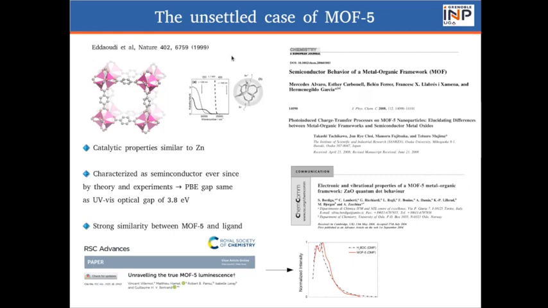This MOF is called MOF-5, and is one of the first MOFs synthesized, and is the most studied MOF in the literature. What is curious is that although it is very much studied, there is still a controversy on this issue. In fact, some experiments have found that this material is a semiconductor and that it has catalytic properties like zinc and zinc oxide. And sometimes it has been claimed, in fact, that this is one case in which we have a very good band gap because the optical gap is very similar to the BSE gap.